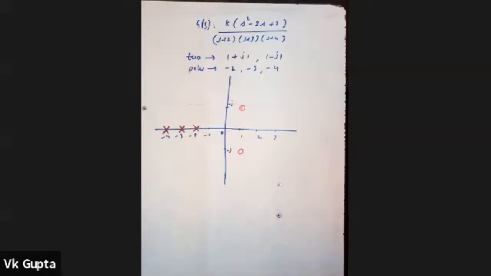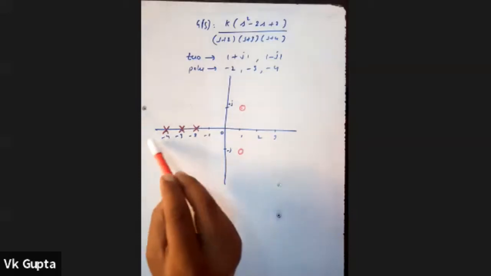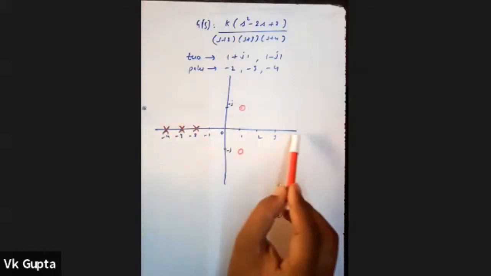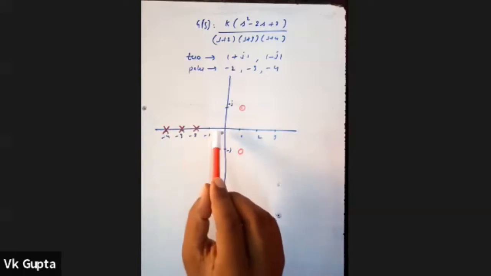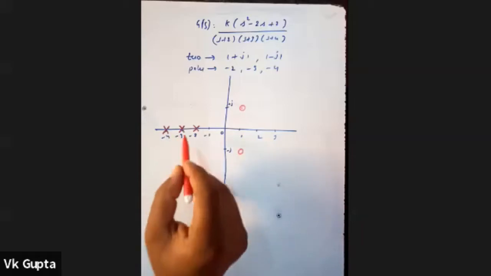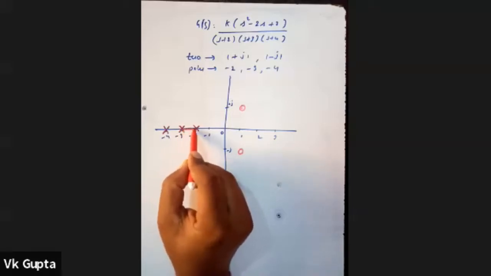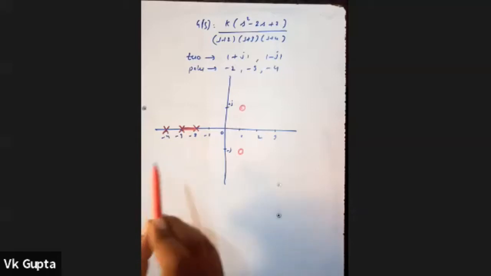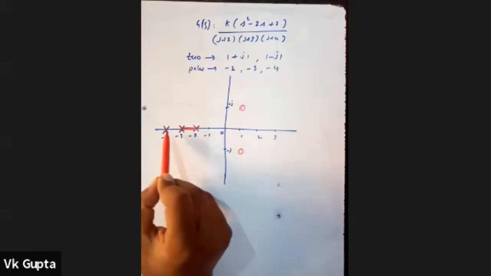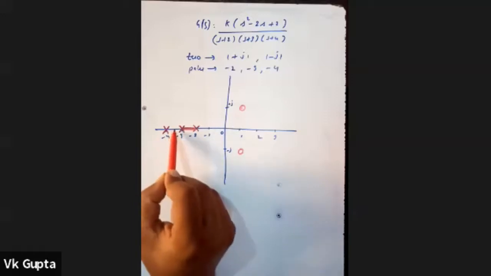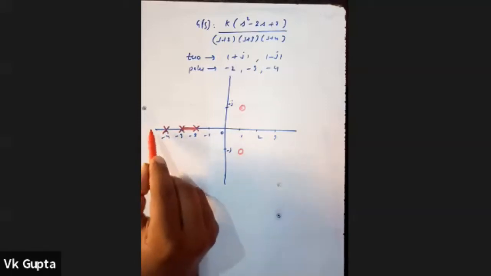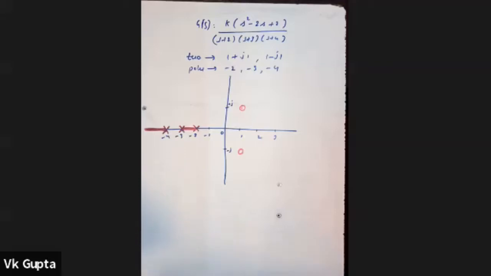Now, step number three speaks about which points on the real axis lie on the root locus. So, the right side should be an odd number. So, the point between minus two and minus three lies on the root locus because the right side of this point has an odd number. The point between minus three and minus four does not come in my root locus because there are two poles to the right of it. But it should be odd, hence it is not in my root locus. The point between minus four and infinity lies in my root locus.